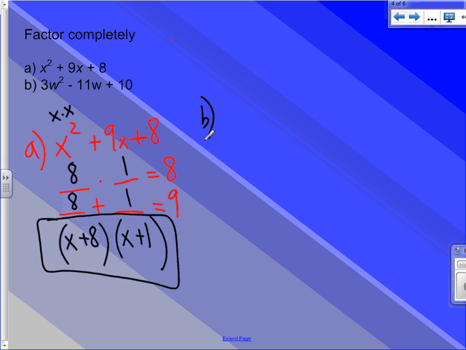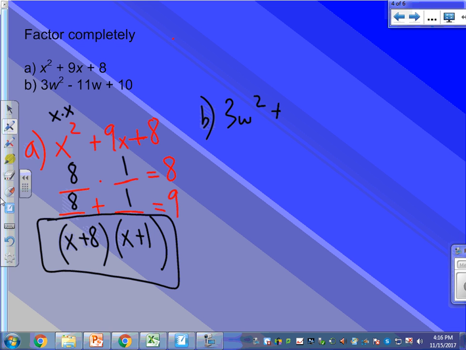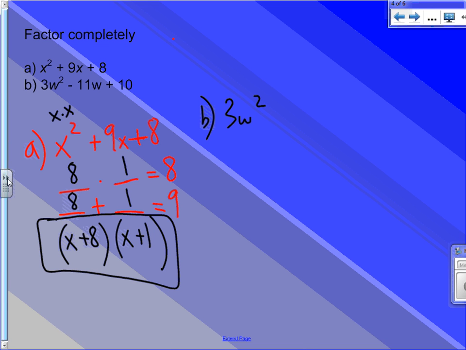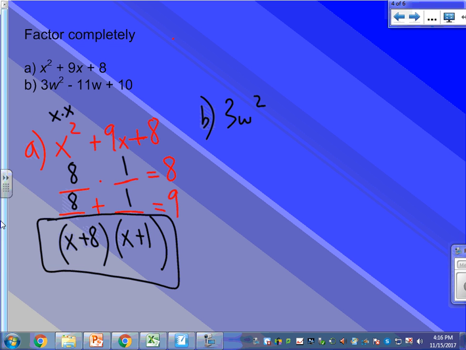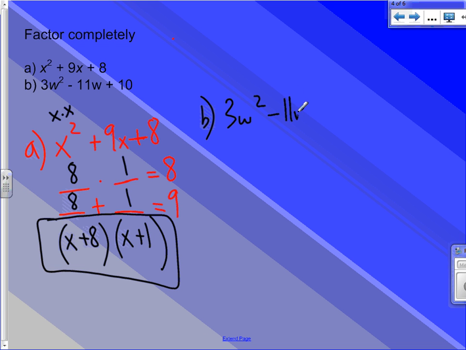Let's take a look at letter B. Let me see, plus, no, it's minus. It's minus. Minus 11w plus 10. And we're asked to factor this.